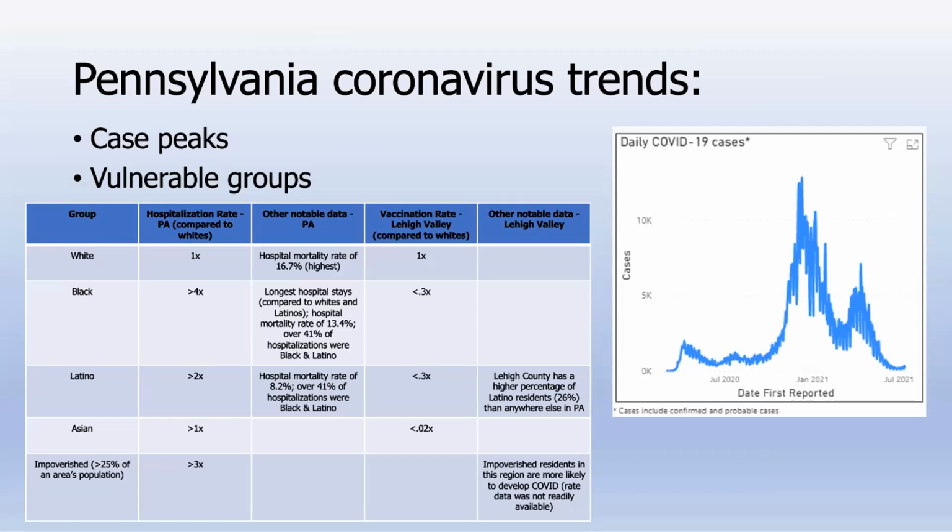Also, during this time, Black Pennsylvanians had over 4 times as many hospitalizations as white Pennsylvanians, while Latino Pennsylvanians had over 2 times as many as whites. Asian Pennsylvanians had slightly more hospitalizations than whites. At the same time, areas with poverty rates of more than 25% had 3 times as many hospitalizations. This evidence suggests that racial and ethnic minorities and the impoverished are statistically more susceptible to COVID in this state.